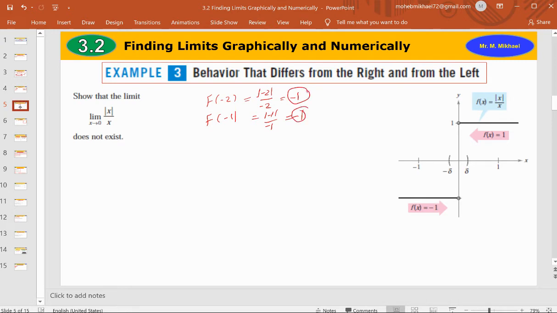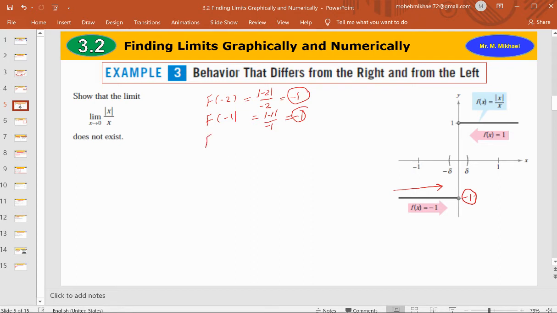So in the negative direction, as x approaches 0, the y value approaches negative 1 all the time. Okay, guys? This is the limit from the negative direction. Now we need to graph the positive direction.